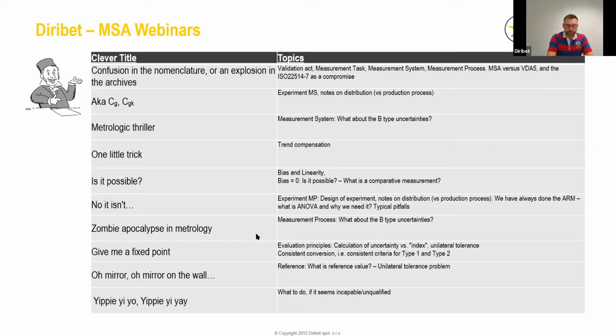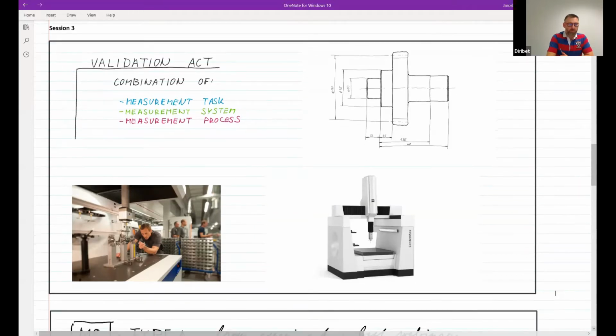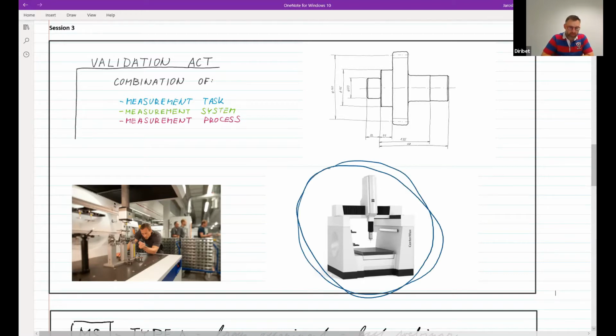All right. I'll start sharing my favorite whiteboard. So today we'll be talking about uncertainties type B. But what is very important to mention right in the beginning, that we'll be addressing the measurement system itself. We'll be only talking about the uncertainties that affect the measurement system, not the whole measurement process.